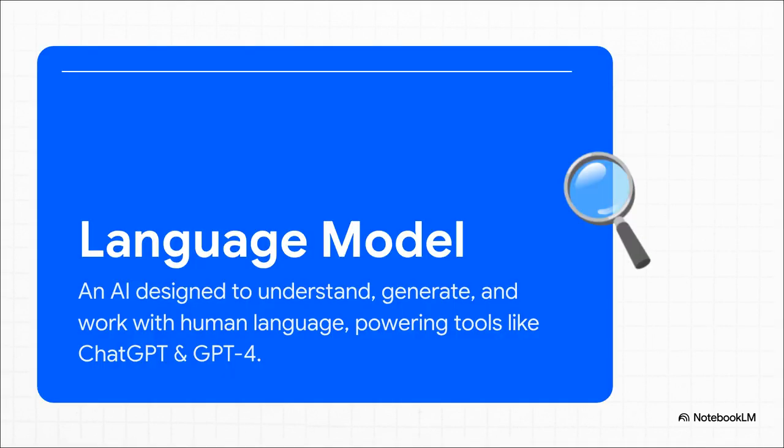At its core, a language model is a special kind of AI. Think of it like a super smart brain that's been trained specifically on one thing: human language. Its whole job is to understand it, create it, and work with it. This is the engine. It's what's powering all those tools you've been hearing about, like ChatGPT, Dolly, and GPT-4.